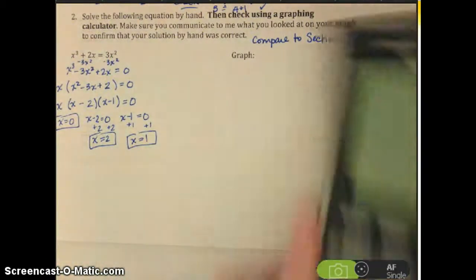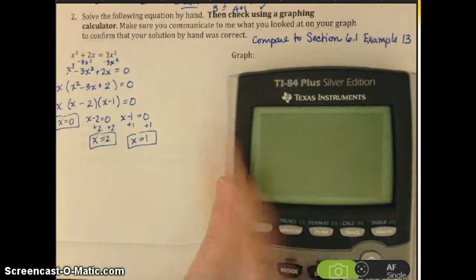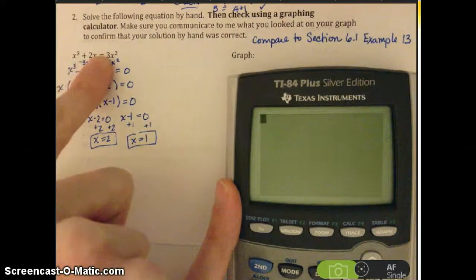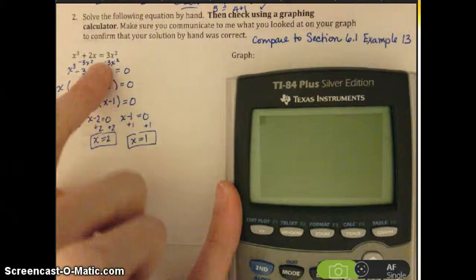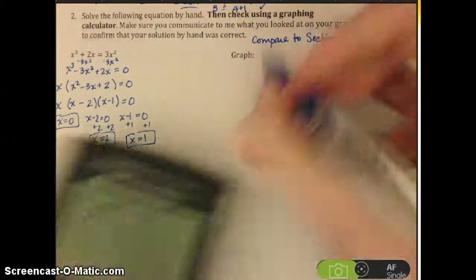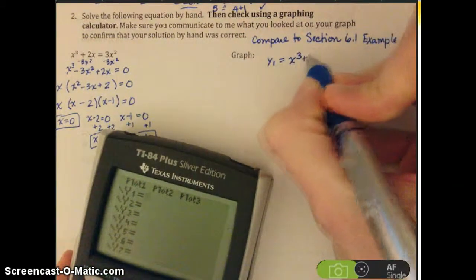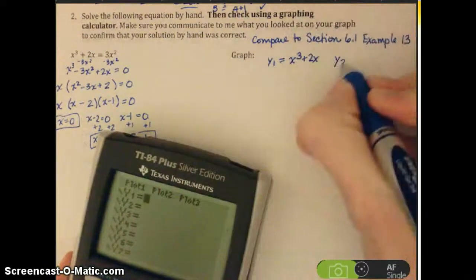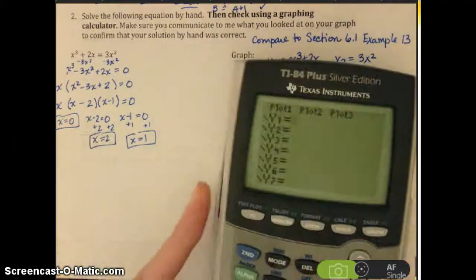Okay, to check on my calculator with a graph, there's a couple different ways, but here's how I'll do it. I'll start back at the beginning. I'm going to choose that because now I know I didn't make any mistakes that I'm going to type into the calculator. I'll just start with the original. And I'm going to let y1 be the polynomial on the left, x cubed plus 2x. And then I'll let y2 be 3x squared, and then I'll look for intersections.